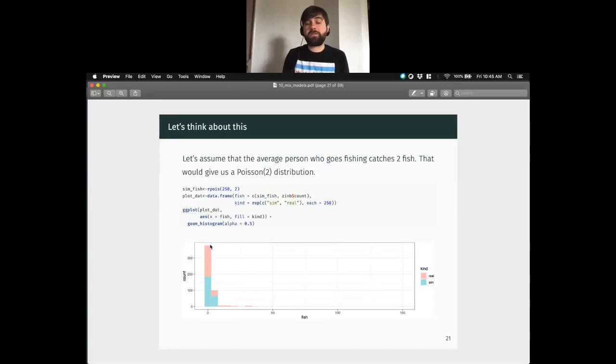Among those who did fish, lambda might actually be higher than 2, right? Because we see these tails here. So we might actually have a process here that's both zero inflated and over dispersed. I'm going to show you a zero inflated Poisson, but we might actually want a zero inflated negative binomial here, which we can do, right? If you can imagine it, you can do it. It just takes more work.